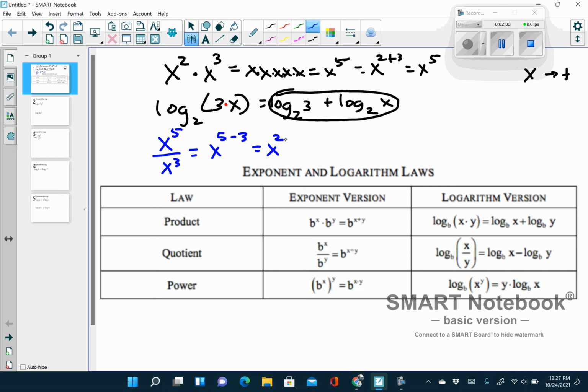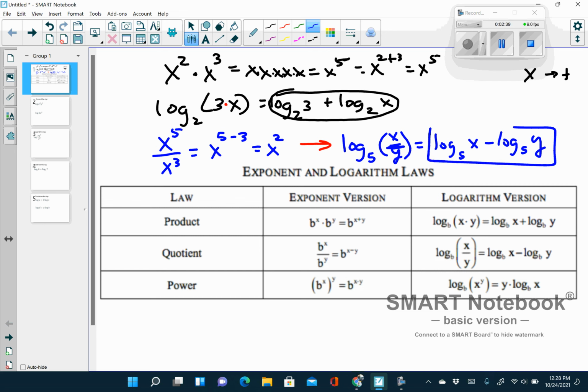And so how that applies to logs is very similar. I'm going to go ahead and do logs now. So with logs, if you had log base 5 of x divided by y, division changes into subtraction. So how you would make it bigger or expand it is log base 5 of x. Again, division changes to subtraction, so minus log base 5 of y. Whatever's on top goes first, the second one goes on the bottom. So this is how you would expand that.